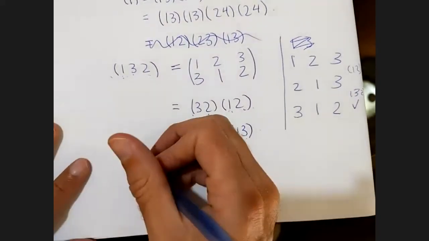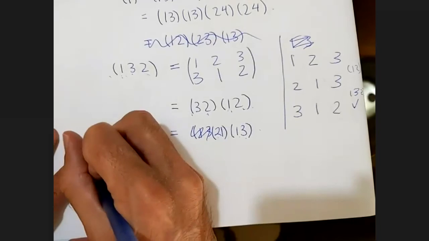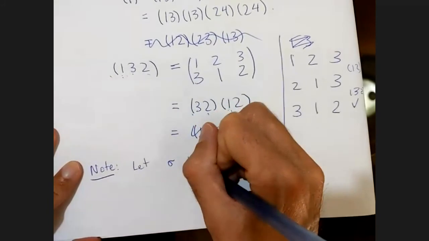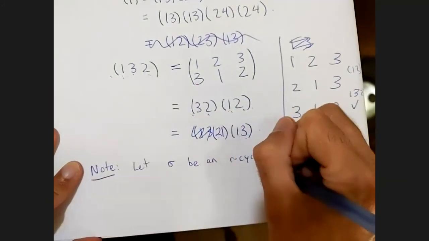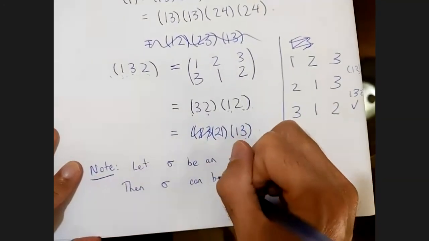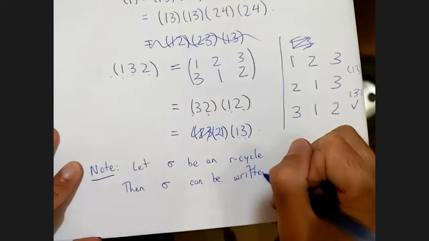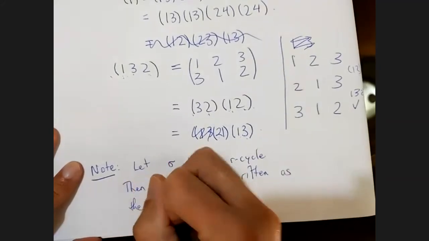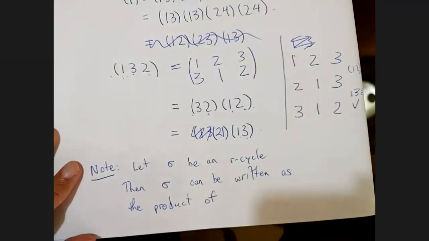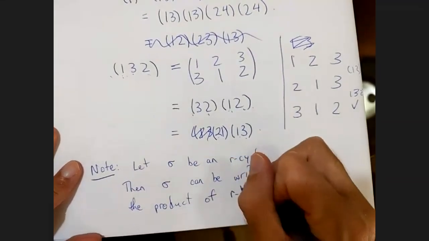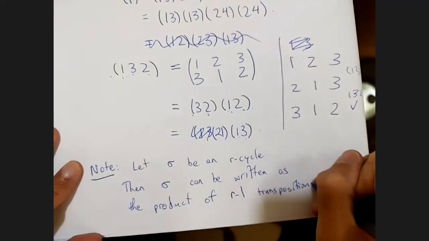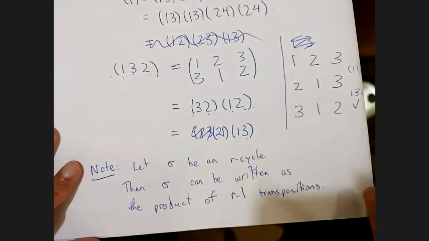Okay. So just as a note, let sigma be an r-cycle. Sigma can be written as the product of r minus 1 transpositions.